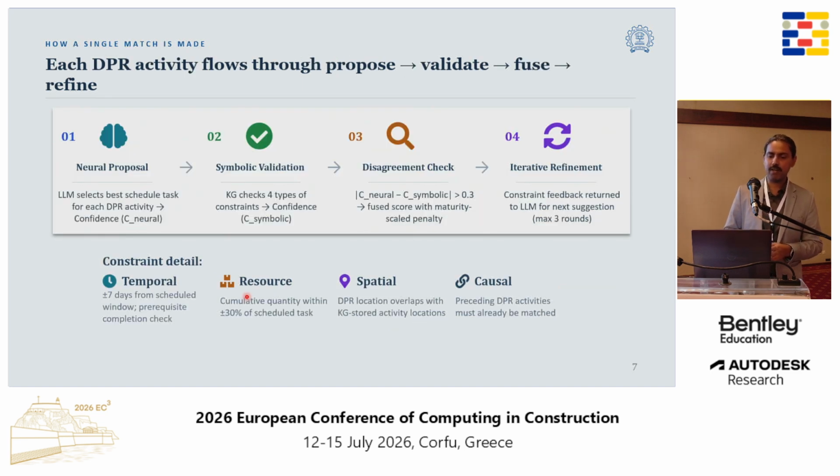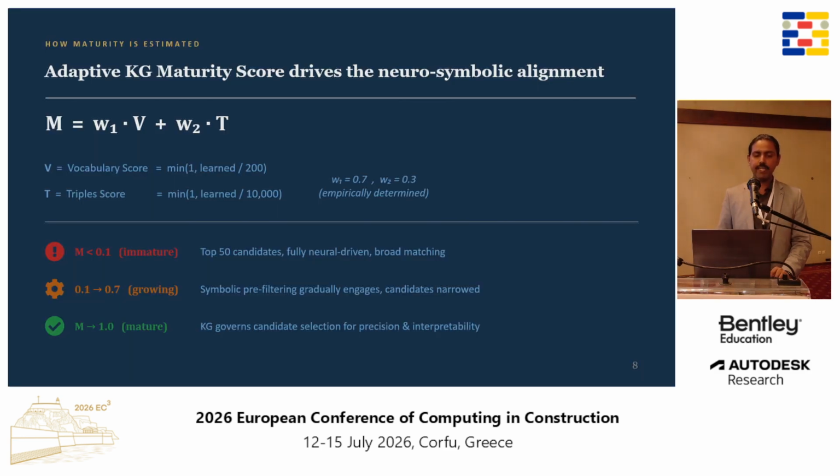Then the second part, the most important part, is this. Once a daily progress report entry comes up from the neural proposal layer, it goes into symbolic validation and gets verified, and both of them go into the disagreement check, and this becomes an iterative refinement. How do we get it? Using this adaptive knowledge graph maturity score, we evaluate vocabularies and triples from the knowledge graph.